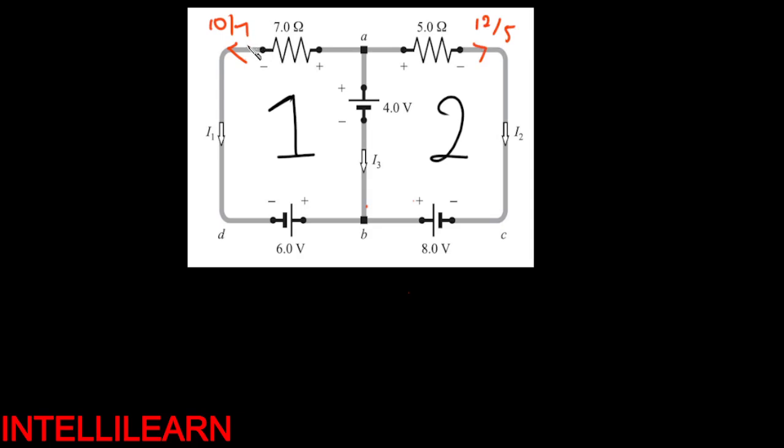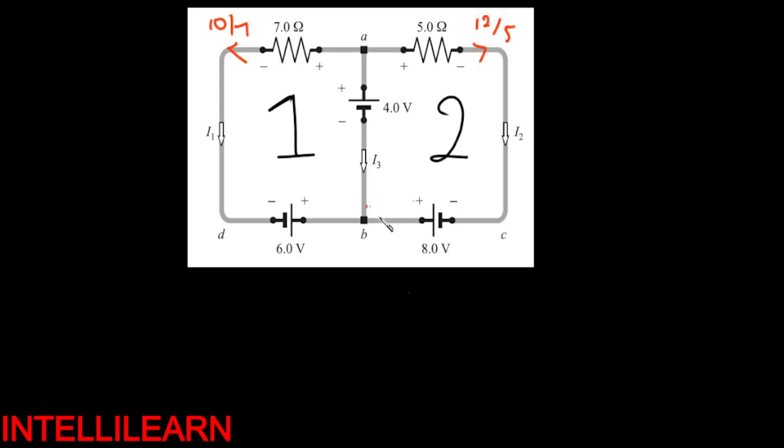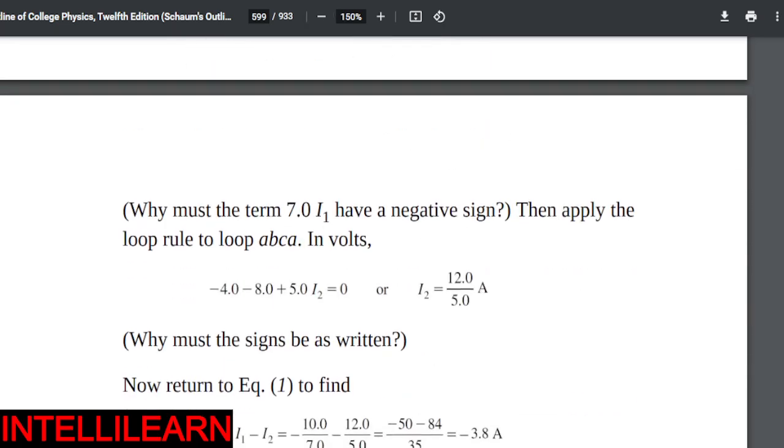So look at this current. This is 10 over 7, this is 12 over 5. They will come here and meet and produce this current, right? So this current will be what? 10 over 7 plus 12 over 5. So let's do that. 10 over 7 plus 12 over 5. That gives me what? 3.83. So this current is 3.83 amperes.